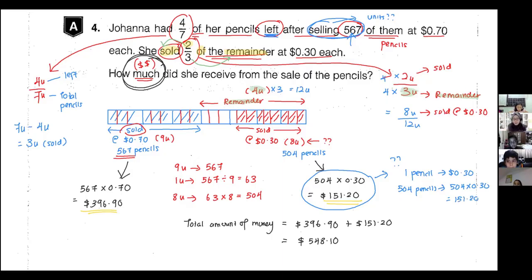All right. Clear? Okay. So this is remainder concept. Okay. This is the remainder concept model. And the rest of it is the total value.